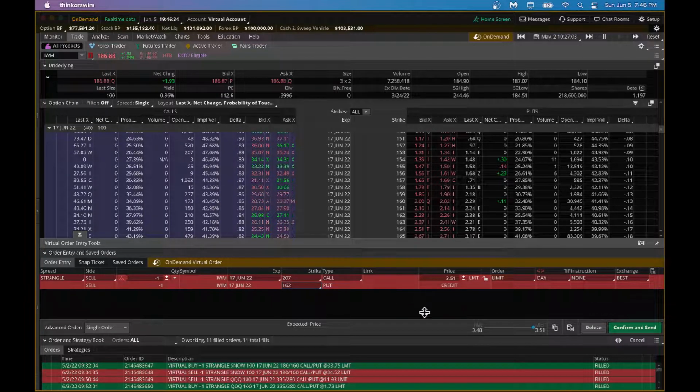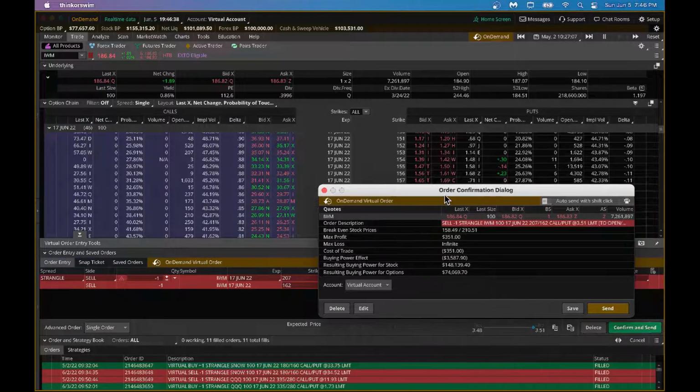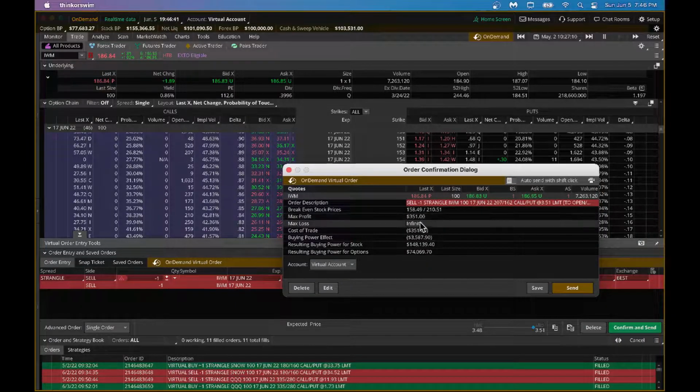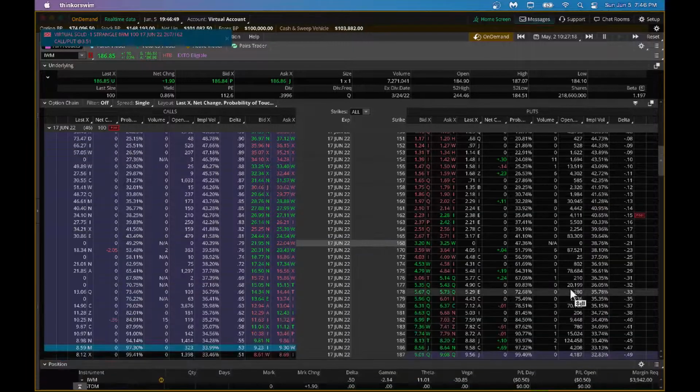There we go. We are getting a nice $3.51 and confirm and send. And look, we got break-even price is 358 on the lower side and 210 on the higher side. I will confirm and send this one also. Done. We'll do one more and go from there.